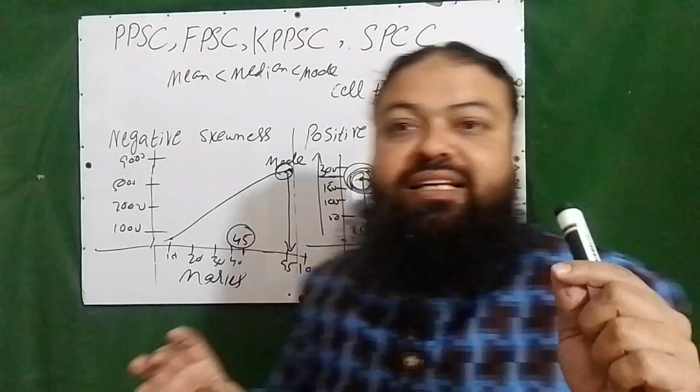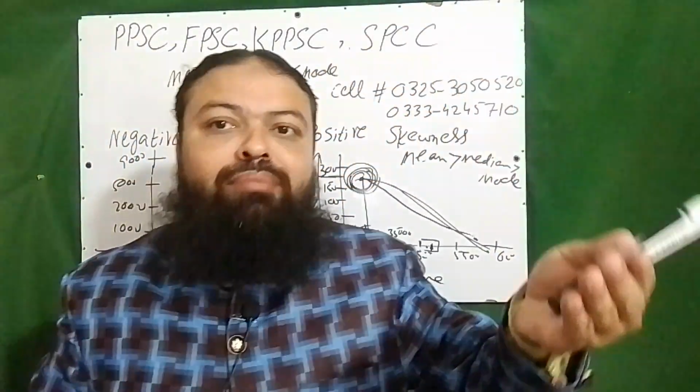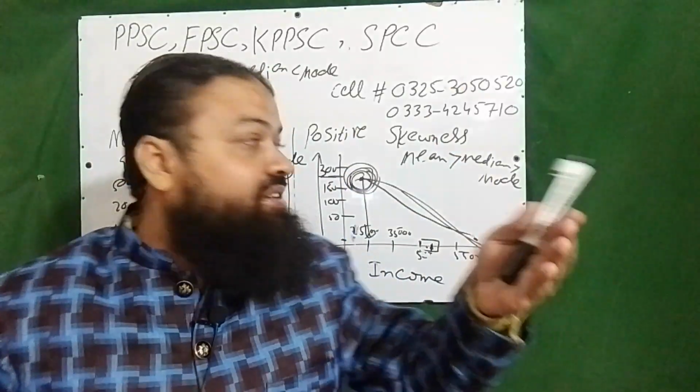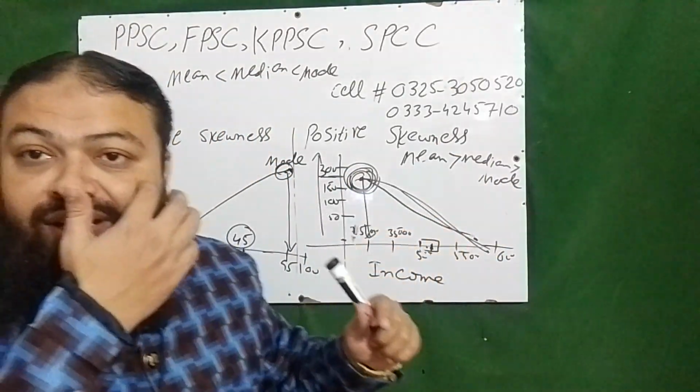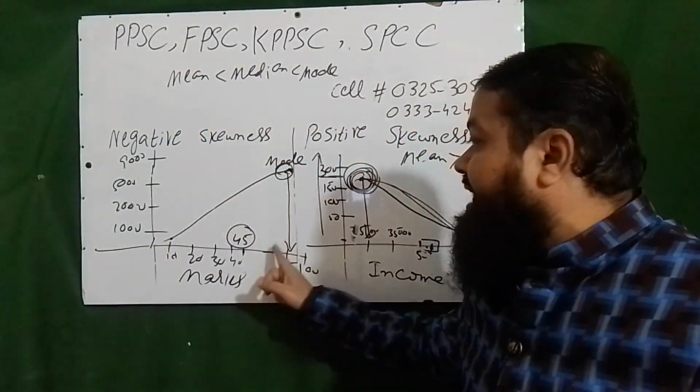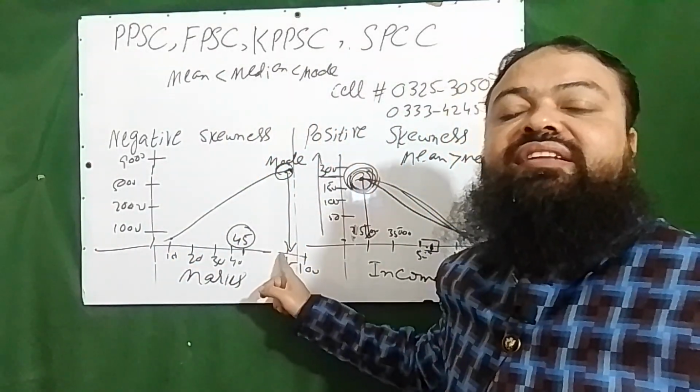A few people, like the GM, the manager, the supervisor, are getting a salary package of more than 55,000 rupees. And whenever most of the values are lying at the end, then we can say that it is negatively skewed.